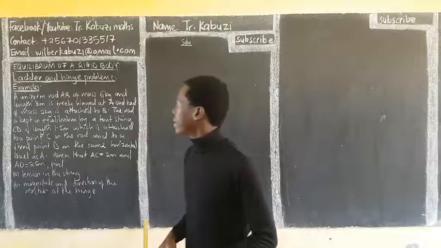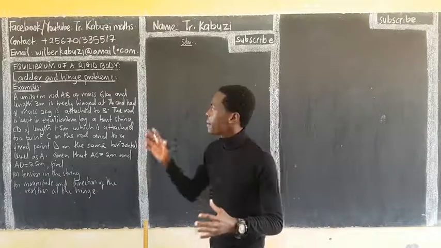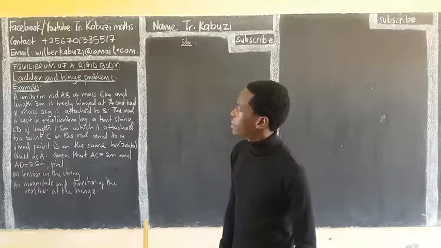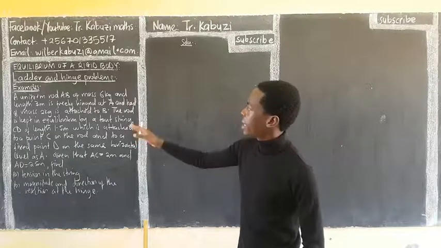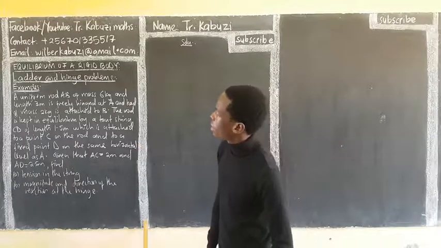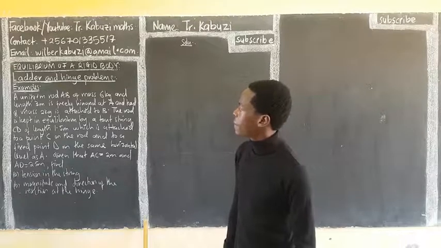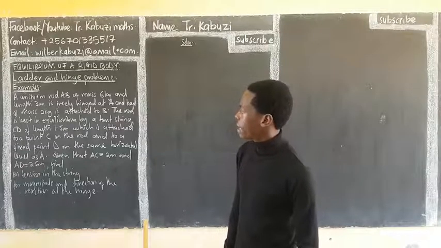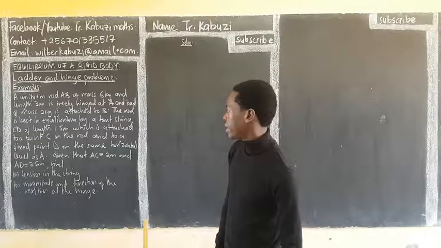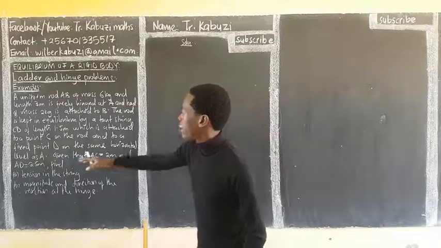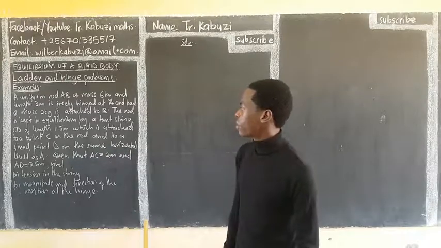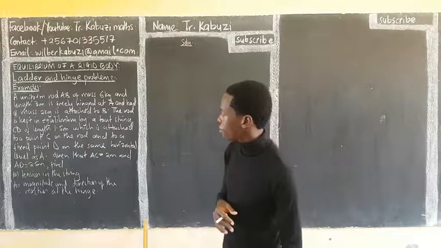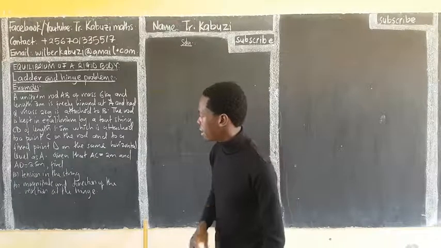Okay, now let us see this one, which is joining a hinge and then the ladder or a rod. A rod AB of mass 6 kilograms and length 3 meters is freely hinged at A, and a load of mass 2 kilograms is attached at B. The rod is kept in equilibrium by a taut string CD of length 1.5 meters, which is attached to a point C on the rod and to a fixed point D on the same horizontal ground as A. Given that AC is 2 meters and AD is 2.5, find the tension in the string.